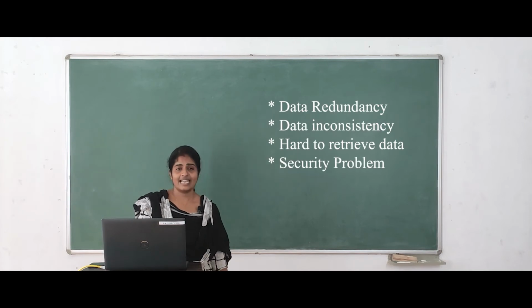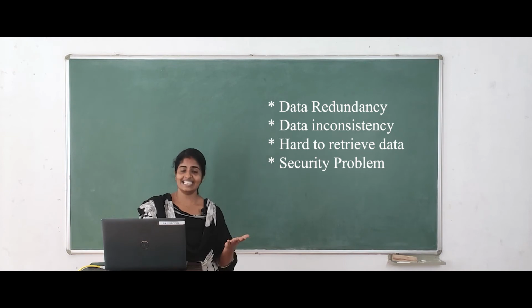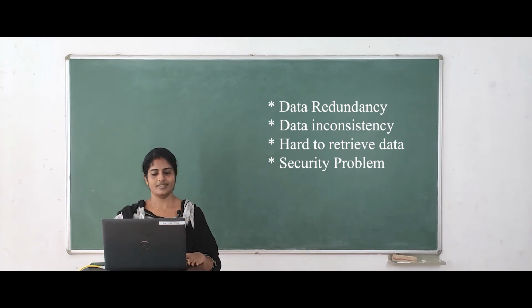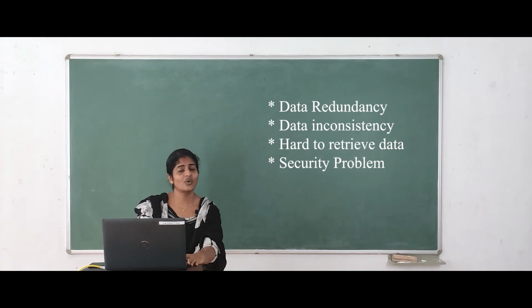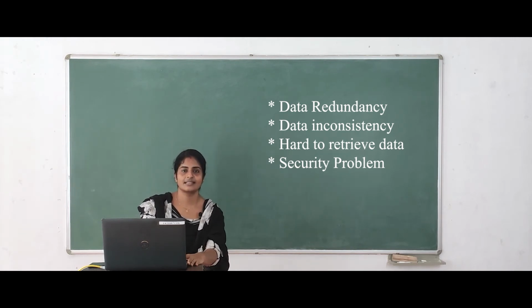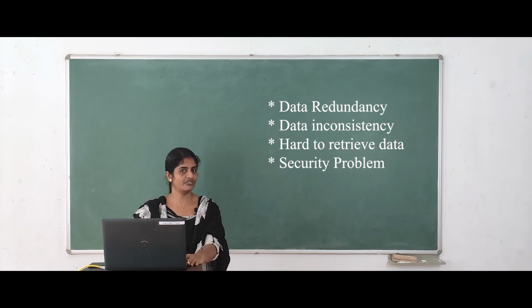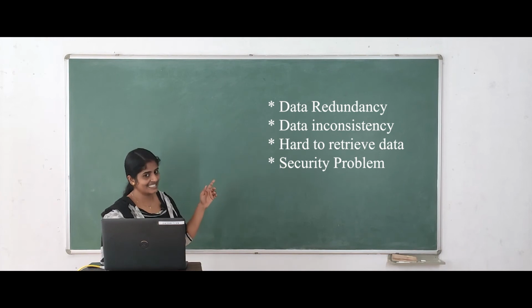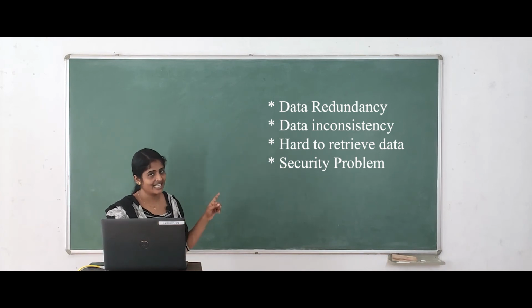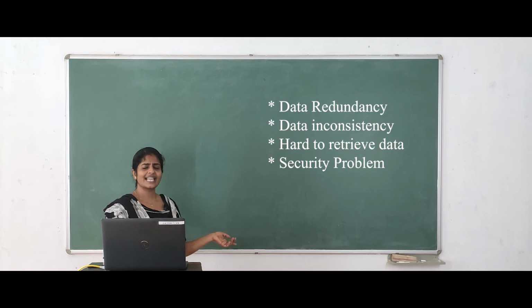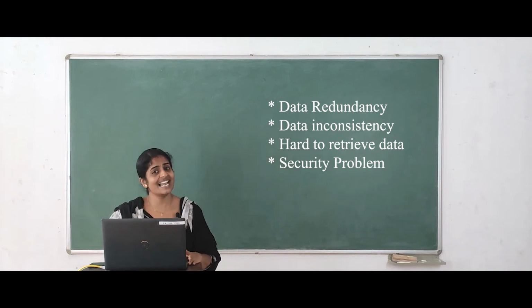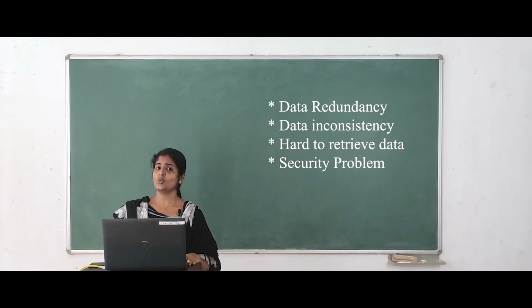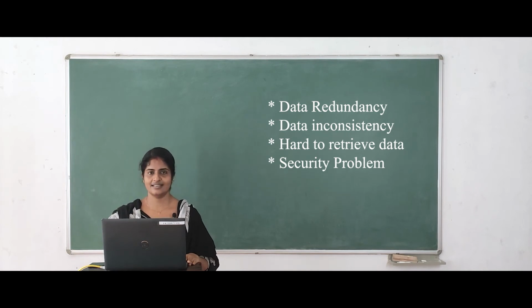Why are we going for a database? What is the need of using a database system? In early days, we used database applications stored in a file system. Instead of files, why are we going for DBMS? There are some drawbacks in the file system. Some of them are data redundancy, data inconsistency, hard to retrieve data, and security problems. What is data redundancy? It is a duplication of data in a file.